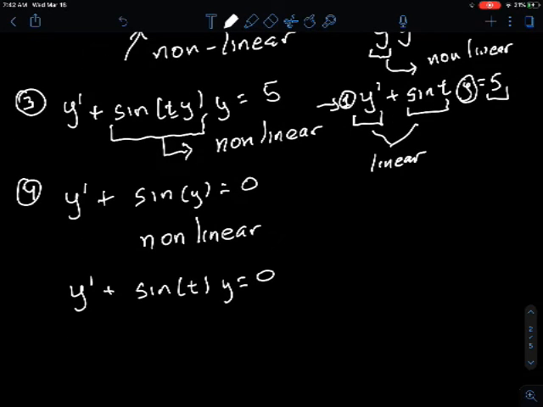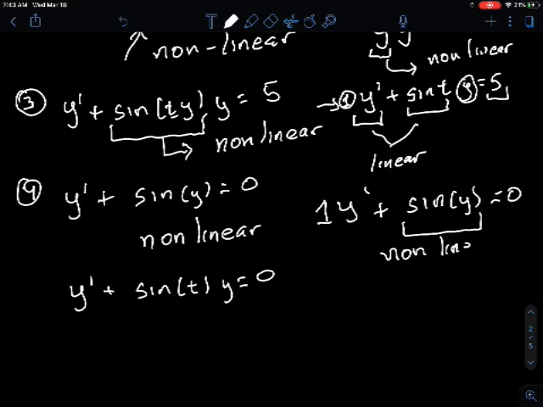In problem number 4, y prime is next to a 1, so we're fine there, but then we don't have a y. We have sine of y. There's not a y, it's a sine of y, so it doesn't follow the structure of the definition of a linear differential equation, so this term makes it nonlinear.